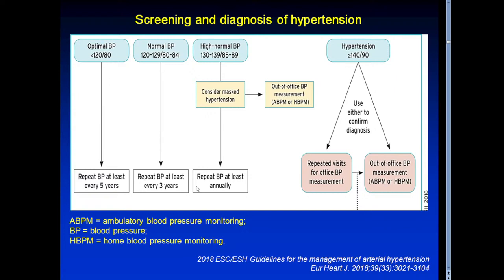If we consider masked hypertension, we should do ABPM or HBPM. If hypertension is present, we can use either repeated visits for office BP measurement, or out of office BP measurement, ABPM and HBPM, to confirm the diagnosis.